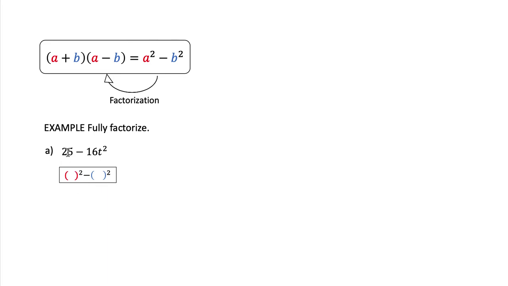Now, 25 is what squared? Well, it's 5 squared. 16t squared is what squared? Well, it's 4t squared. And after you figure that out, when you know that a is 5 in here and b is 4t, then you can work your way from the right-hand side to the left-hand side. So you can write it in the form 5 plus 4t times 5 minus 4t. And that's factorized now.